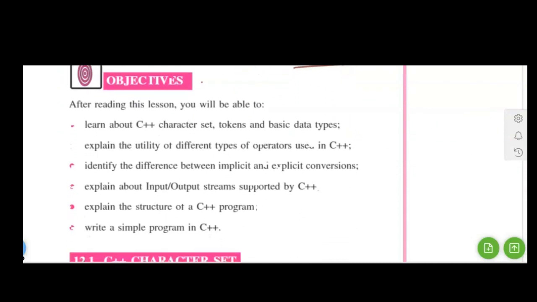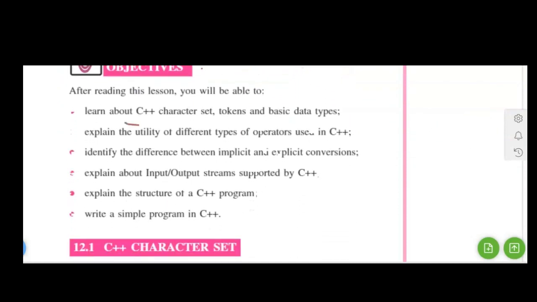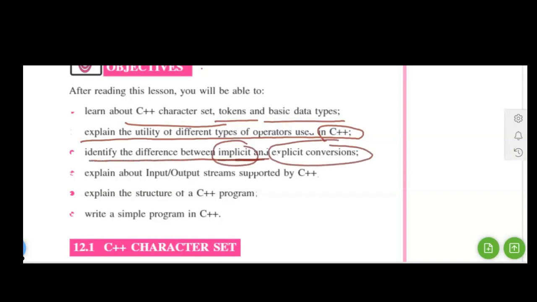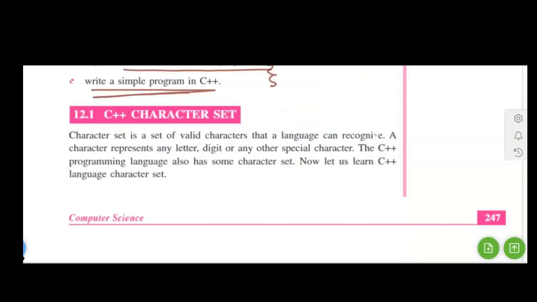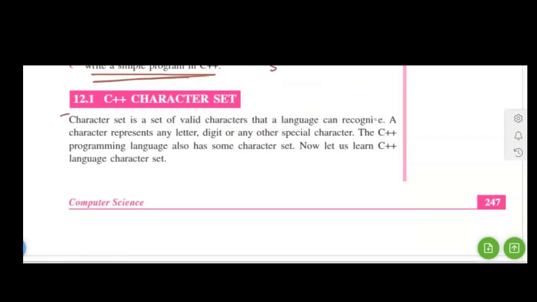In this chapter we will also be learning about the C++ character set, tokens, basic data types that I already have mentioned, the utility of different types of operators that you use in C++, and identifiers. We will also explain input output streams, that is cin and cout, and then what a C++ program looks like, the structure of a C++ program, and how to write a program in C++. Once you learn the structure of a program, it will be easy for you to write a program in C++. Next, the first topic is the C++ character set.